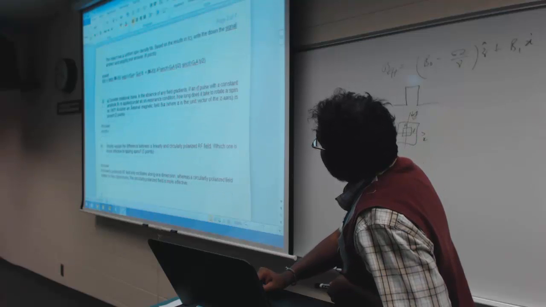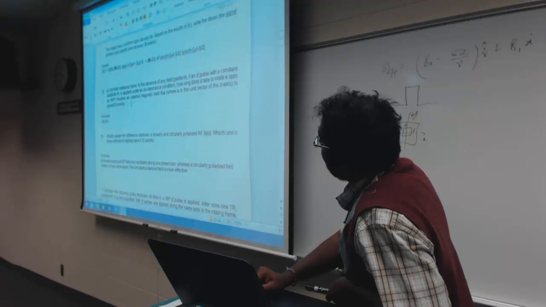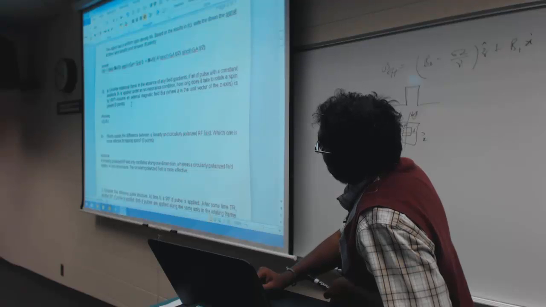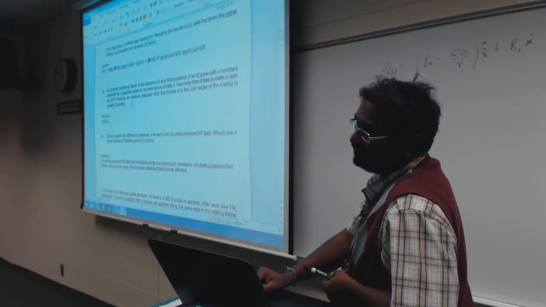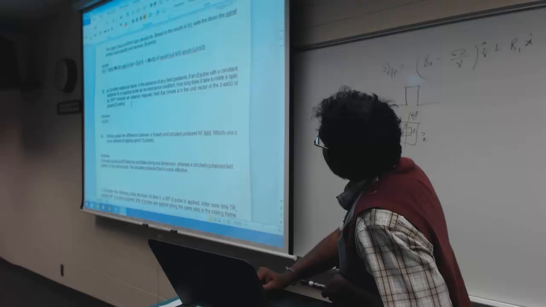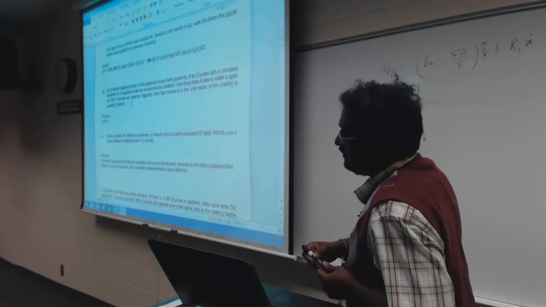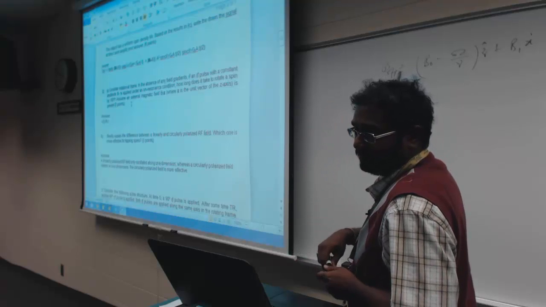So this one is asking you, okay, what is the flip angle, what duration should you apply your RF pulse to get a 180 degree pulse if you have a constant B1 field and it's on resonance condition. So it's basically your flip angle is gamma B1 times t.